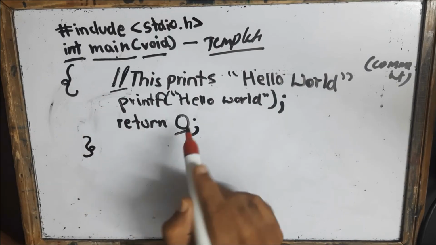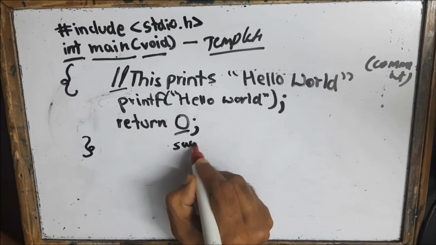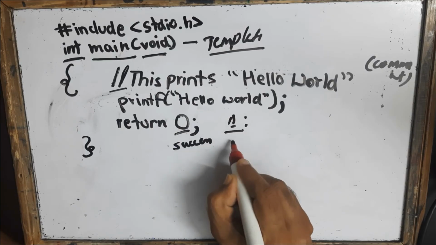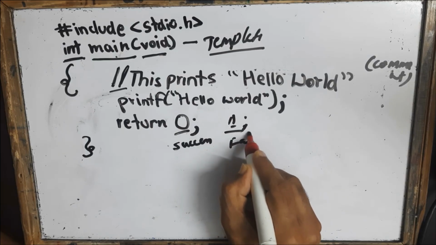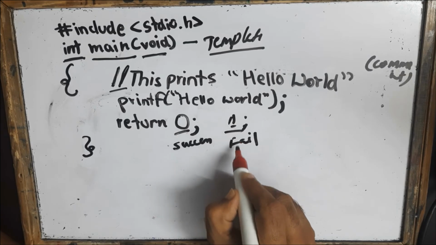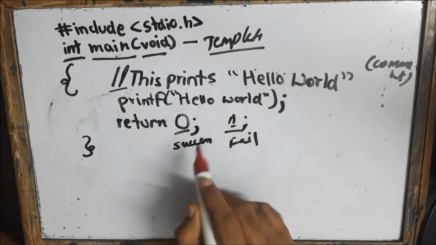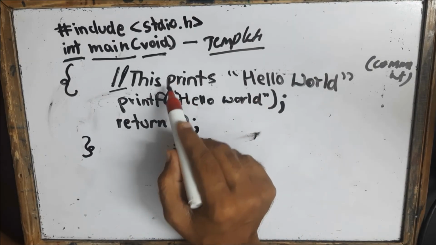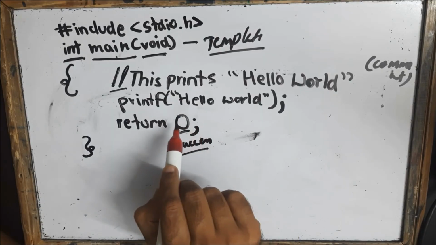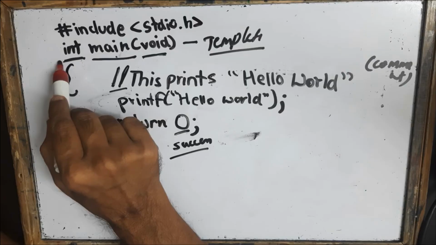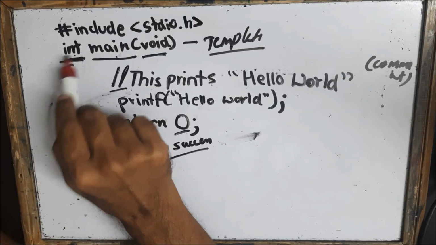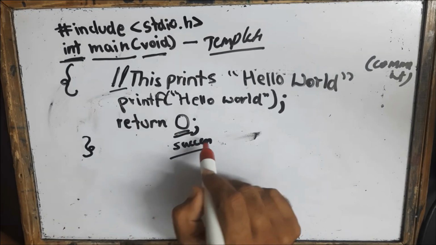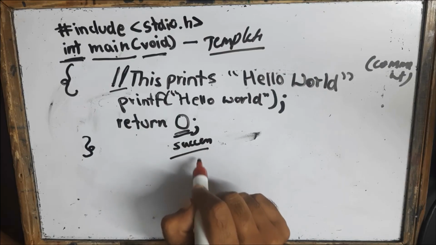Return 0 means success, and 1 means fail. If you return 1, it's a fail statement. If you return 0, success. In this case it is success. So we successfully printed hello world onto the monitor, then return 0. That means this main function returns an integer. Here 0 is the integer it returns, and the meaning of 0 is success.